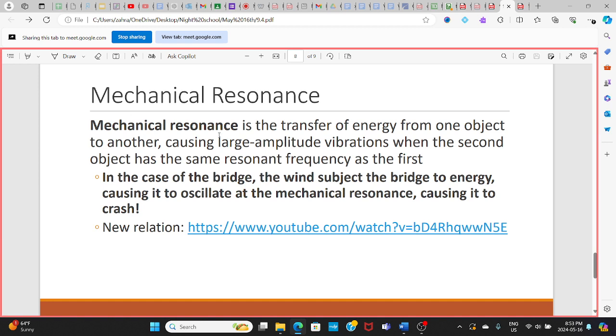Now, mechanical resonance is the transfer of energy from one object to another, causing a large amplitude vibration when the second object has the same resonance frequency as the first. In the case of this bridge, the wind was giving energy to the bridge, causing it to oscillate, and mechanical resonance caused it to crash. Now let's just see what it is.